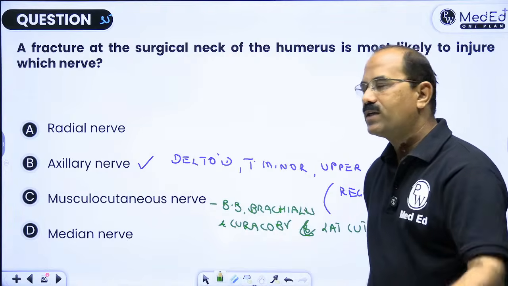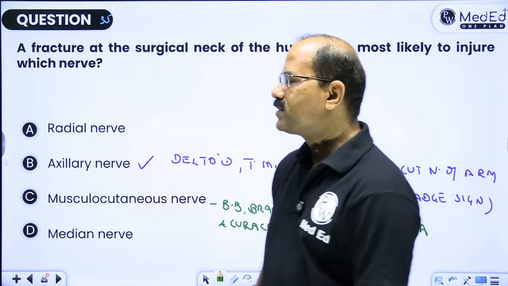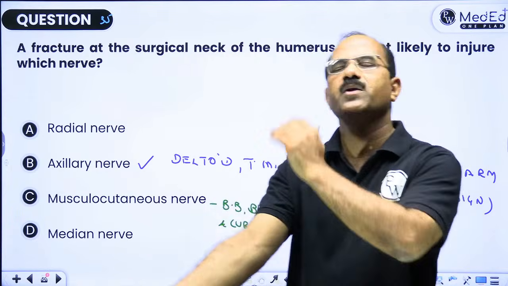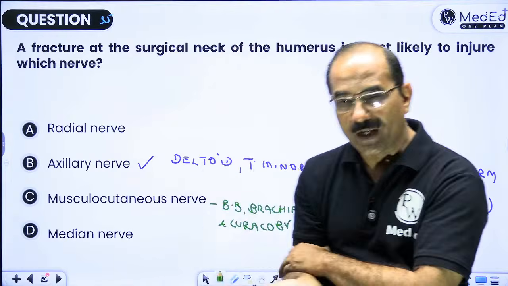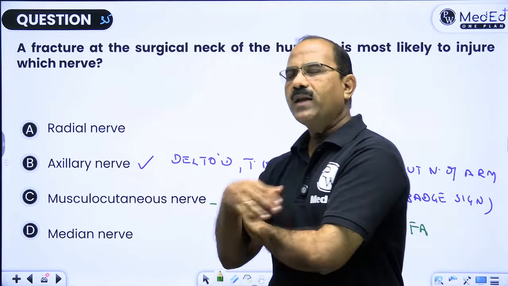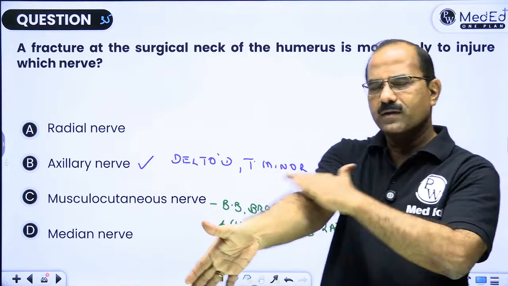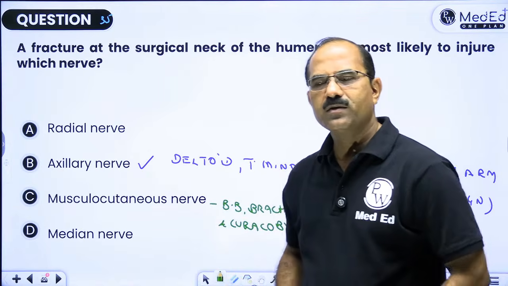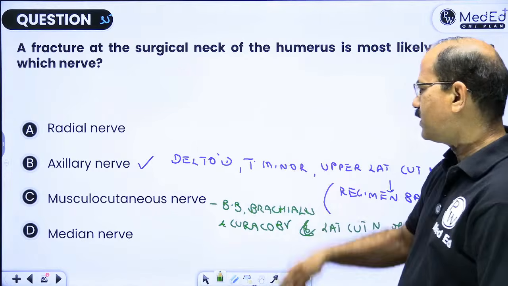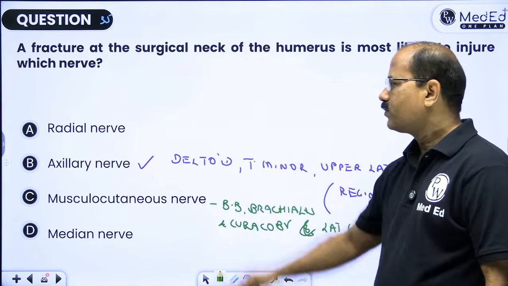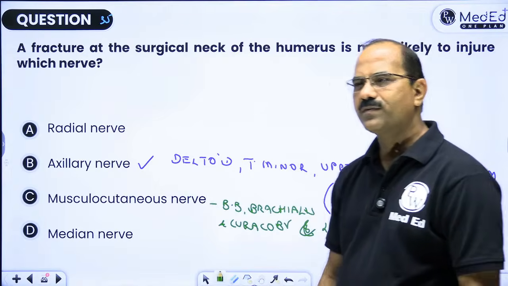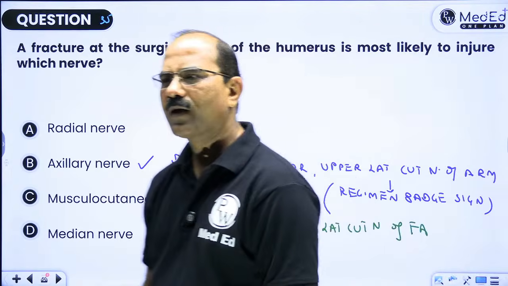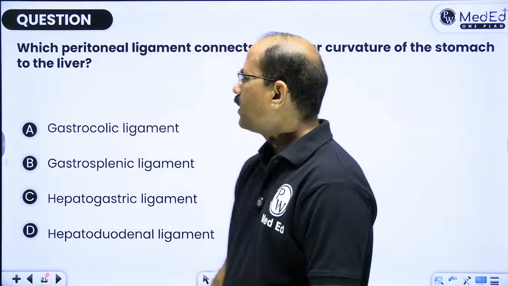So what does the musculocutaneous nerve supply? It supplies the biceps, the brachialis, the coracobrachialis, and gives a cutaneous branch, that is the lateral cutaneous nerve of forearm, a branch of musculocutaneous nerve. Fine. The rest, radial nerve, ulnar, median nerve, you must be knowing. Coming to the next slide.